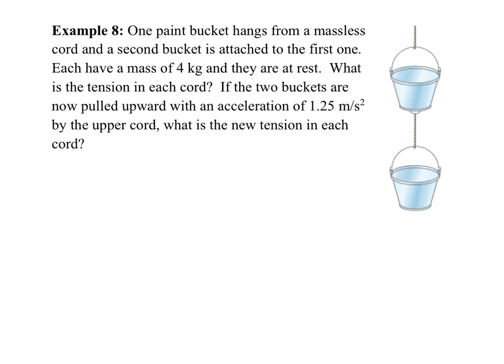Second follow-up. If the 2 buckets are now pulled upward with an acceleration of 1.25 meters per second squared by the upper cord, what is the new tension in each cord? So, we're going to do this problem once, and then we're going to redo it, where acceleration is no longer 0. In the first problem, they're at rest, so acceleration is 0.